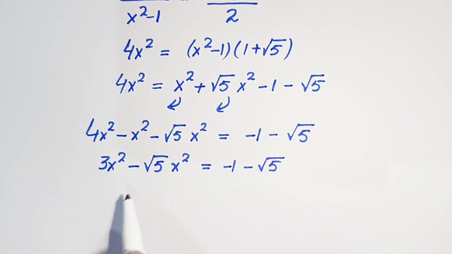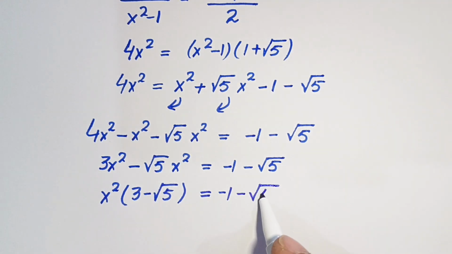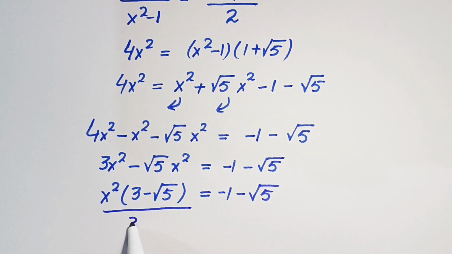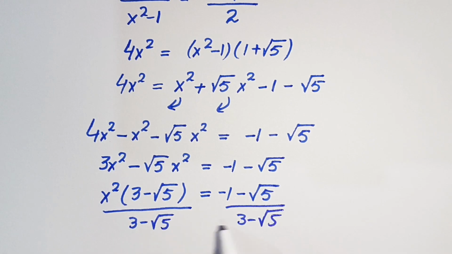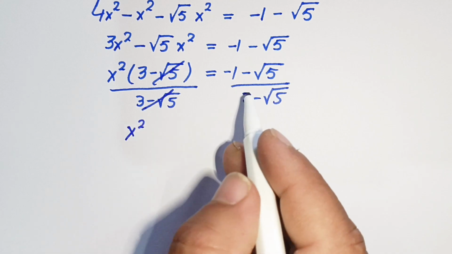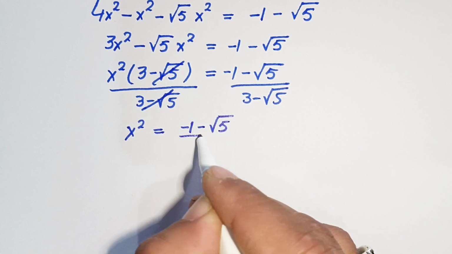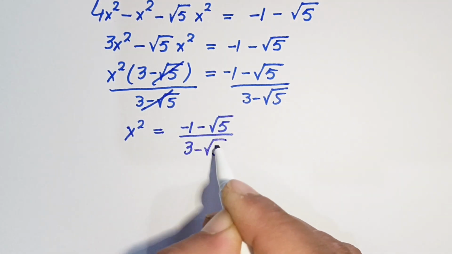So now here, x squared is common, so we have x squared times (3 minus square root of 5) is equal to minus 1 minus square root of 5. Now dividing by 3 minus square root of 5 on both sides, cancelling, we get x squared is equal to (minus 1 minus square root of 5) all over (3 minus square root of 5).